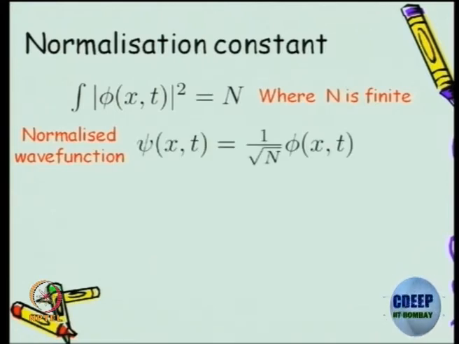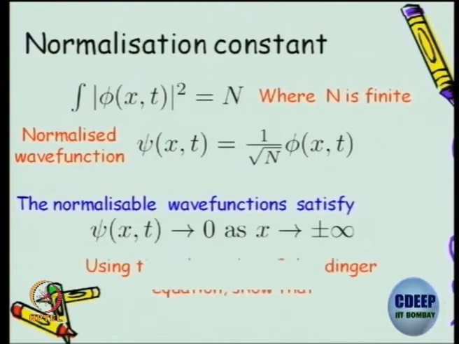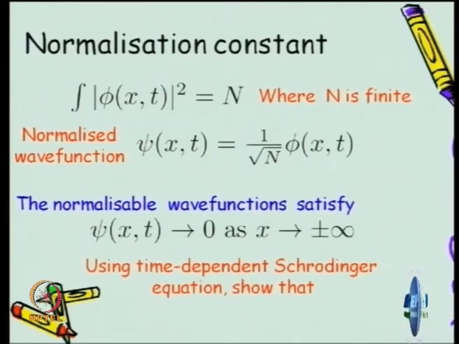You try to put 1 over square root n on the unnormalized wave function, and if you try to do the integral of mod psi squared, it will be normalized, and you also want your normalized wave function to go to 0 as x tends to plus or minus infinity. So, these are the formal definitions of the square integrable functions, for you to call it a normalizable wave function.